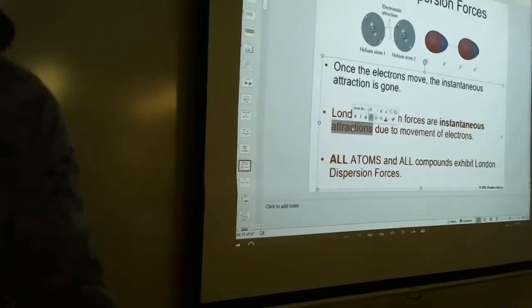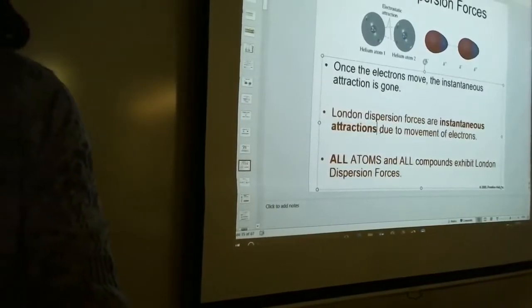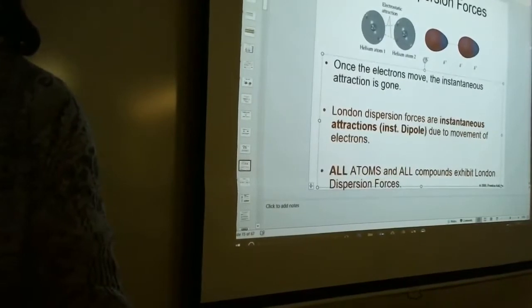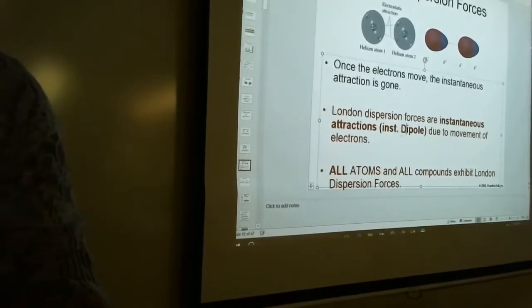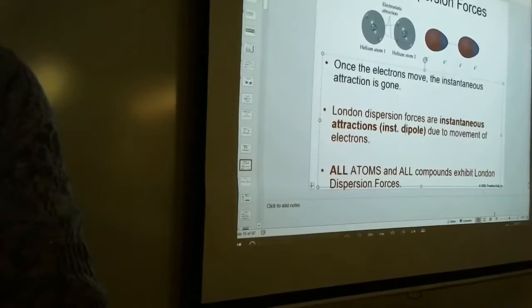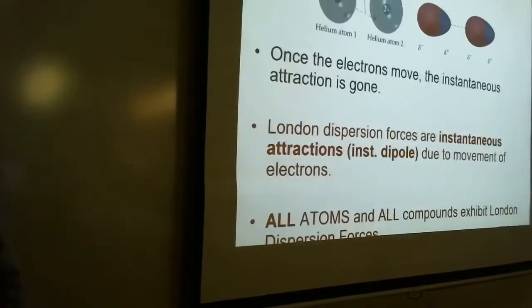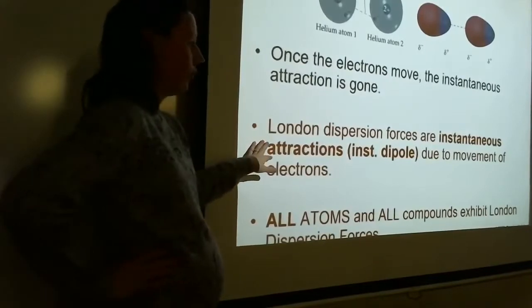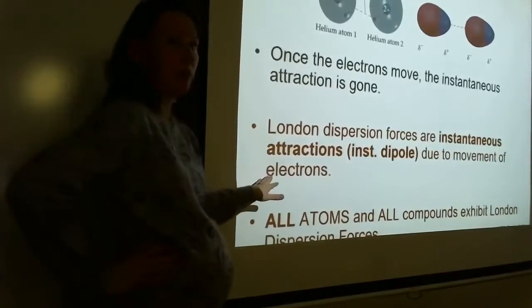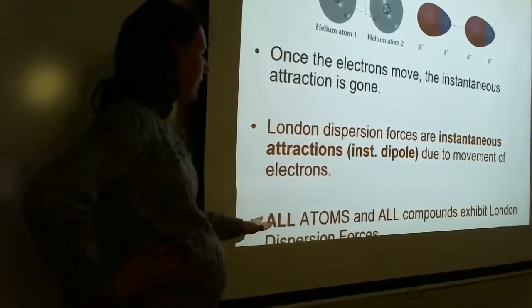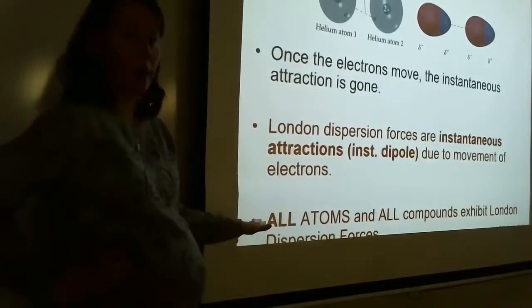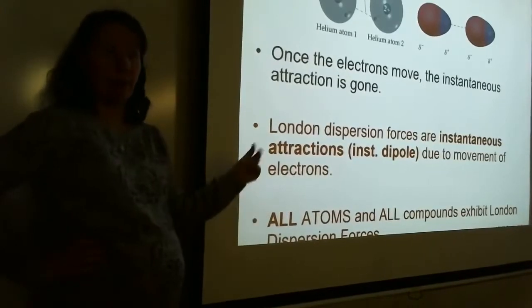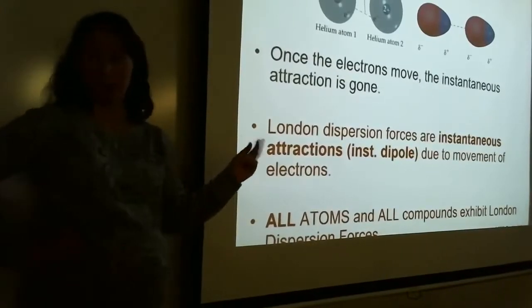Instantaneous attractions, otherwise known as instantaneous dipoles, because dipole means a positive end and a negative end. So if you have a positive end and a negative end, just like a bar magnet, you're a dipole. These are instantaneous dipoles, and they're caused by the movement of electrons, and every single atom in every single compound will have London forces. Does this make sense? They're fleeting, just for split seconds.